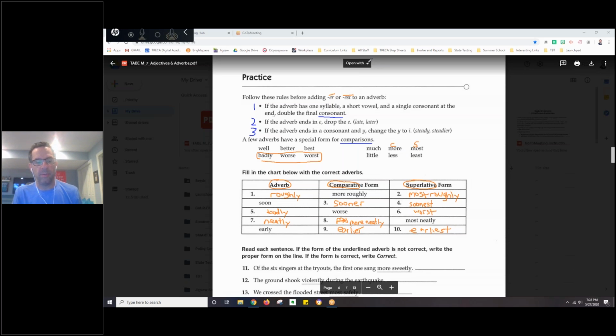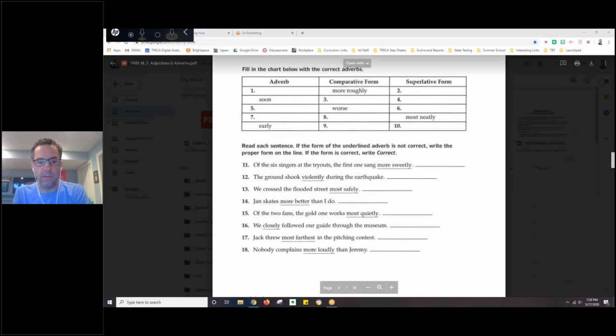Okay, so let me erase my drawings, and you can take a screenshot. You can rewind if you need to. And we'll go do 11 through 18. I'll grab my pen. So read each sentence. If the form of the underline is not correct, write the proper form. If it is correct, write correct. So I'll do 11 through 13, and then you can try 14 through 18.